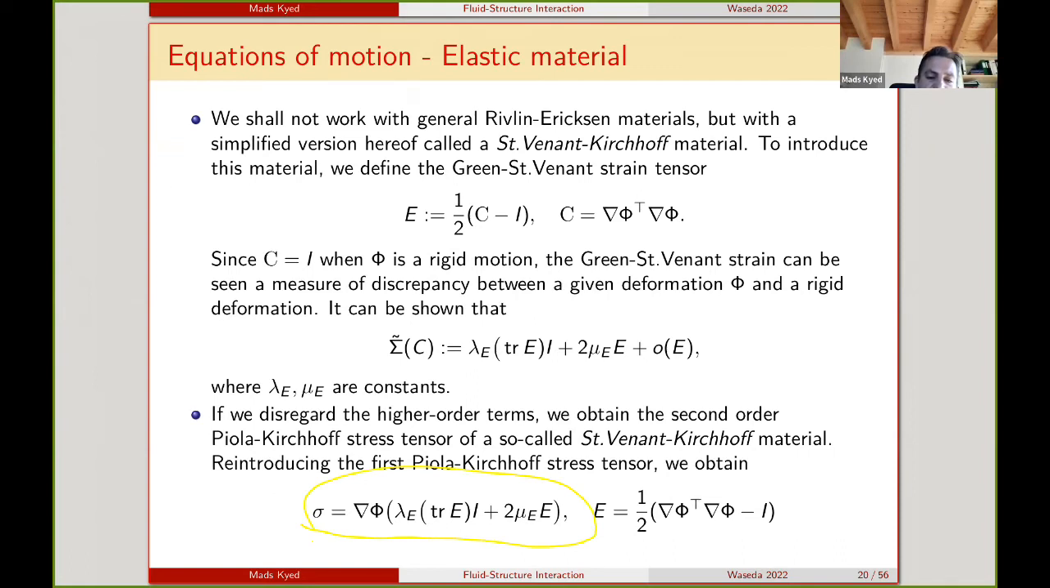is the first, sorry, it should be the first. No, I should write what I have written on my slide. Reintroducing the first Piola-Kirchhoff stress tensor, exactly. So the first Piola-Kirchhoff stress tensor takes the form you see down here. Okay, still a rather complicated expression, but a simplification from the more general Rivlin-Ericksen material.